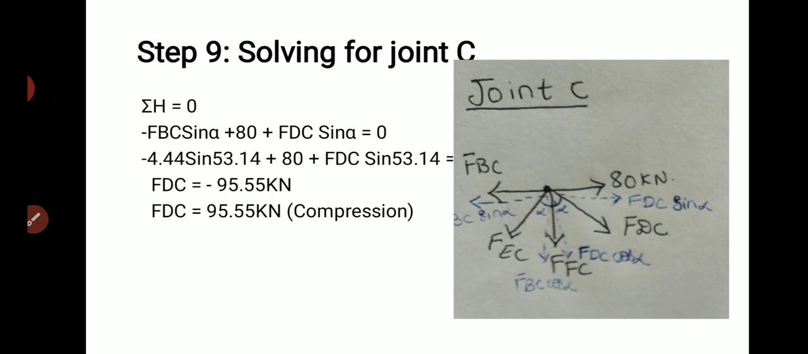So if I apply the equilibrium condition, that is sigma H, FDC is the only unknown force which has to be determined. The rest of them are determined already. So for FDC I can directly apply either sigma H or sigma V. I have applied sigma H. By solving the above equation, I can determine the FDC value, and it has come as a negative value. So it indicates that 95.55 kilonewton is a compressive force.